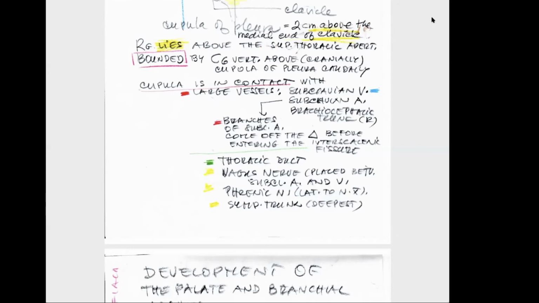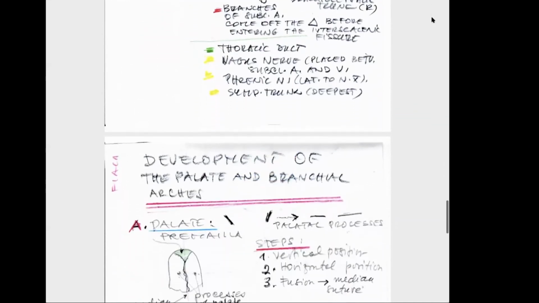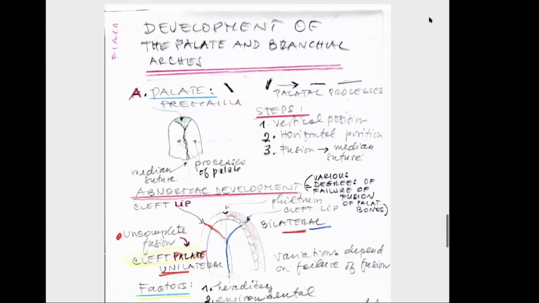And the deepest structure is the sympathetic trunk, which lies within the duplicature of the prevertebral lamina of the fascia of the neck. So this is the last topographical region of the neck, and what still remains is the last chapter in the topographic anatomy of the neck, and this is a short review of the defects. We call it developmental defects, or development of the palate and branchial arches, and some developmental defects.